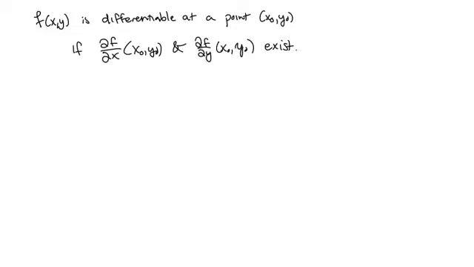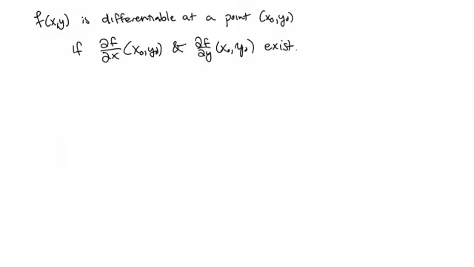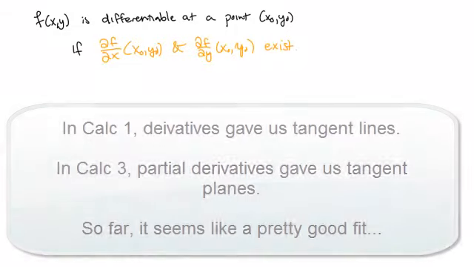So let's go back to the whole point of this discussion. We were trying to figure out why this was a bad definition. f(x, y) is differentiable at a point (x naught, y naught) if partial f partial x at (x naught, y naught) and partial f partial y at (x naught, y naught) exist. That's what we did in Calc 1. Once we had a derivative, we had tangent lines. And we see here that once we have partial derivatives, we have tangent planes. So what's the deal? Why is this condition the wrong one?